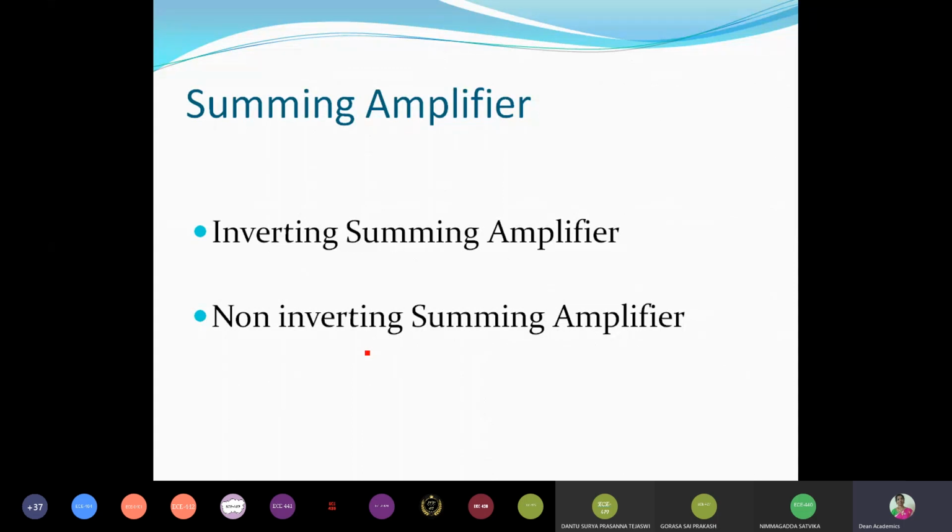Today's class we are going to learn a little deeper, that is the summing amplifier.